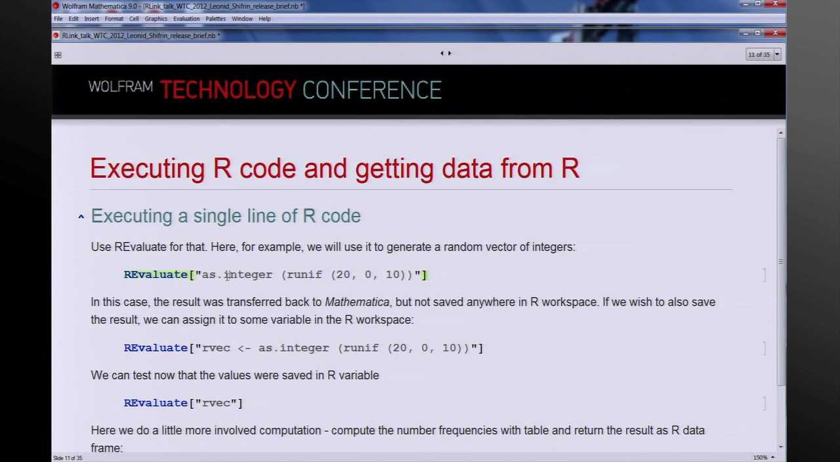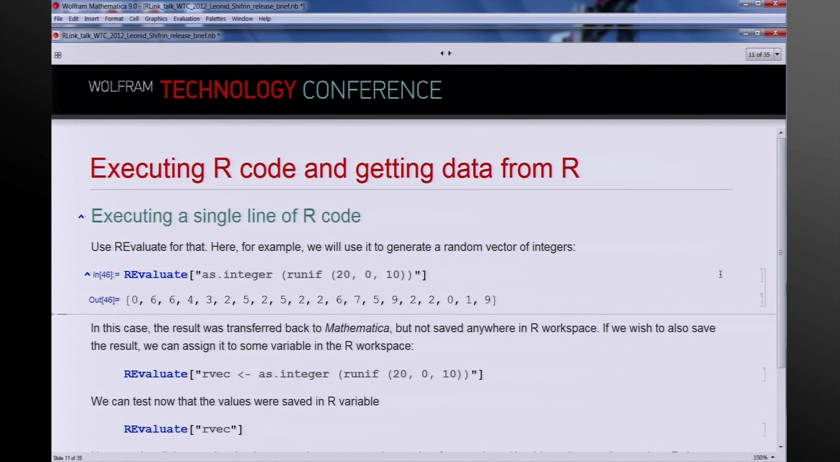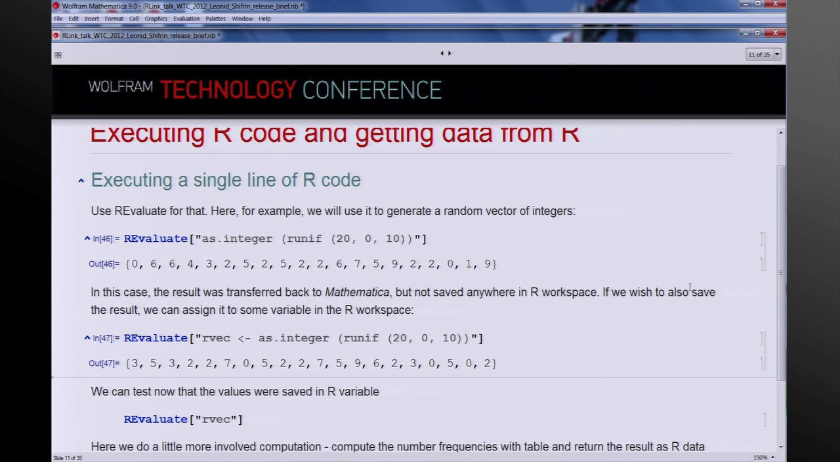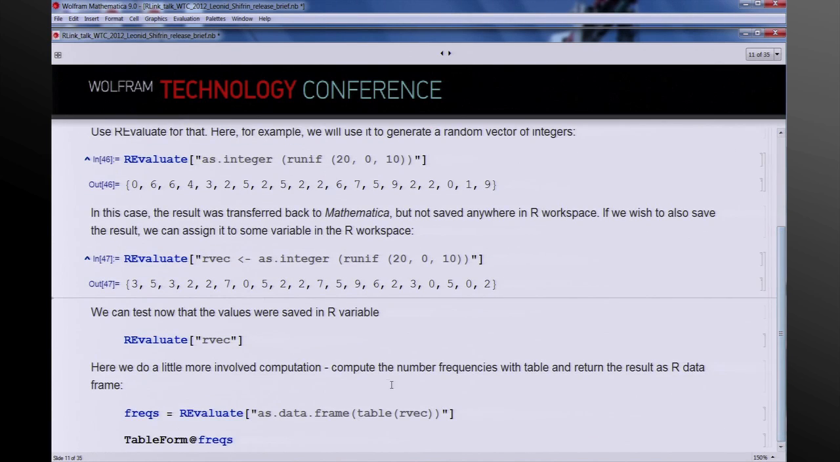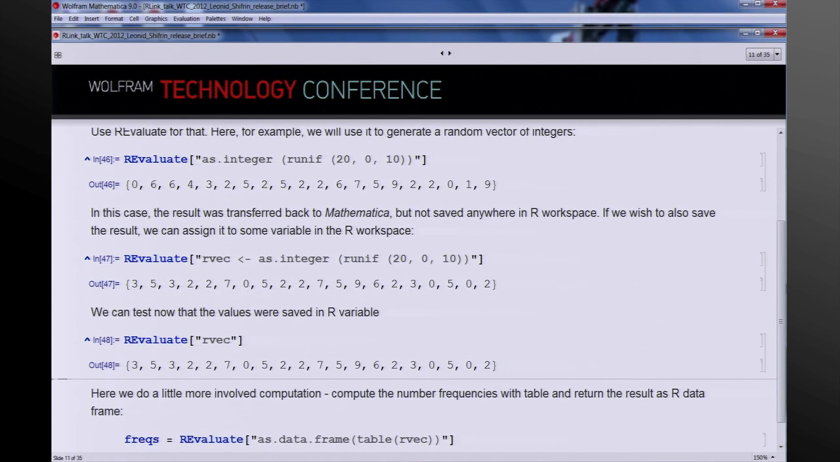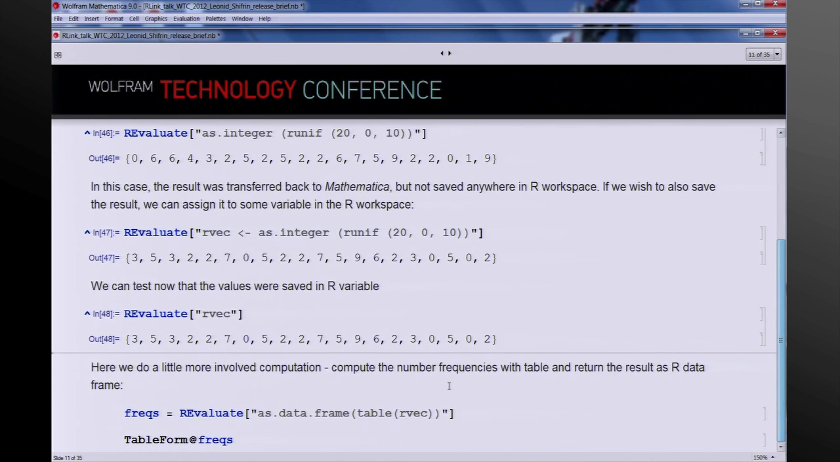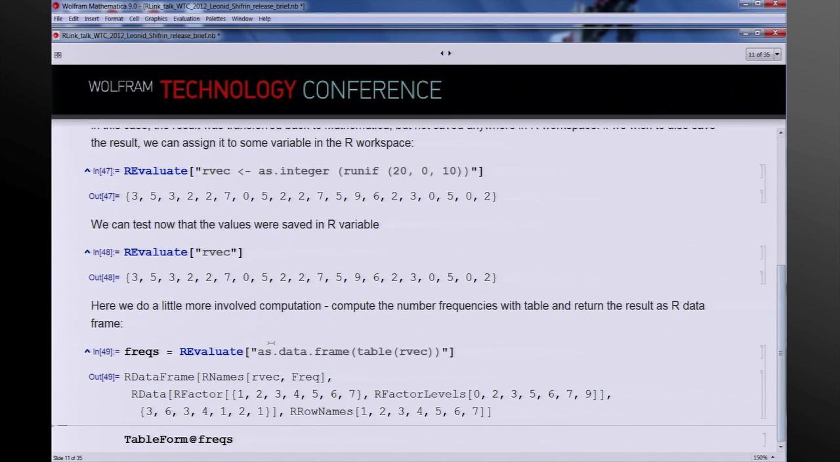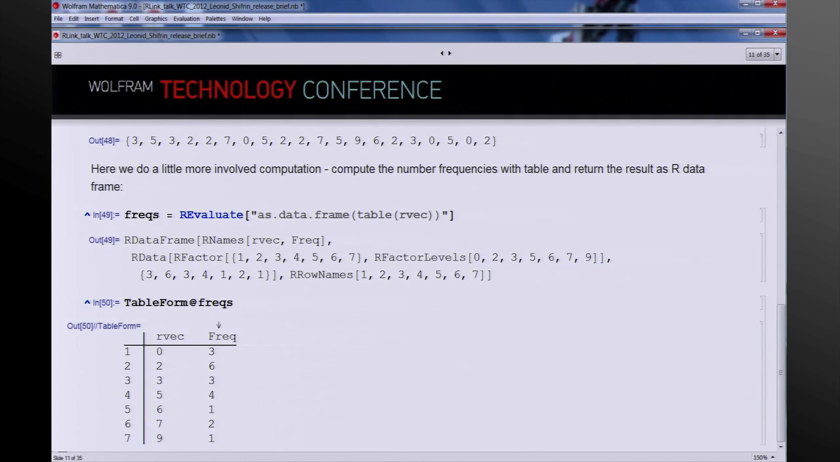Okay, so if you want to execute lines of R code, here we generate a bunch of random numbers. So it's REvaluate, and inside you can see a string of R code. We can also save that to some variable in the R workspace, and then we can call REvaluate to execute that. Then this is a little more complex example. We extract the frequencies of various elements in that data as a data frame in R, and then we call TableForm on that. You can see the frequencies of that data.